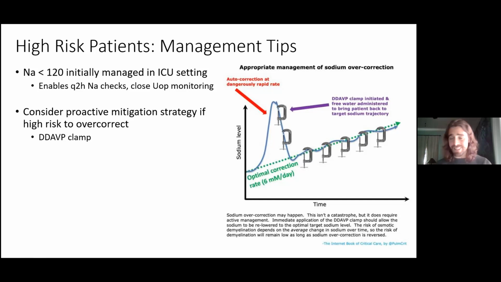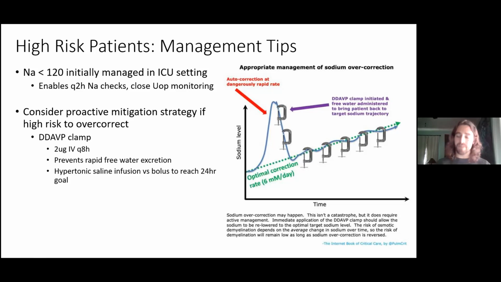I really like a DDAVP clamp for these patients in the ICU, and that's where we give them synthetic ADH. It's 2 micrograms, you just give it IV every 8 hours. Essentially, it prevents us from overcorrecting. It makes the body a bit of a closed system where we know the kidneys are going to hang on to free water. Then we can give hypertonic saline.